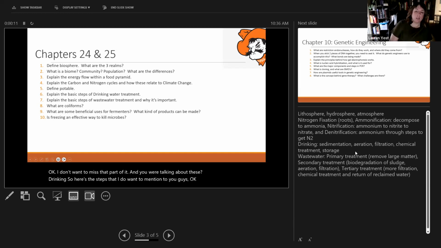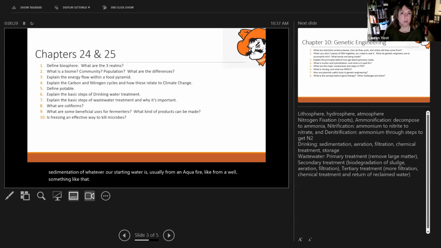Okay, drinking water. When we are filtering drinking water to make sure that it is safe for consumption by people who are getting it out of their taps at home, we start with sedimentation of whatever our starting water is, usually from an aquifer, like from a well, something like that. And we're going to put it through sedimentation, removing large things. Basically, it's like filtering large things out and letting the things that aren't water settle out of the water and taking the water separate.